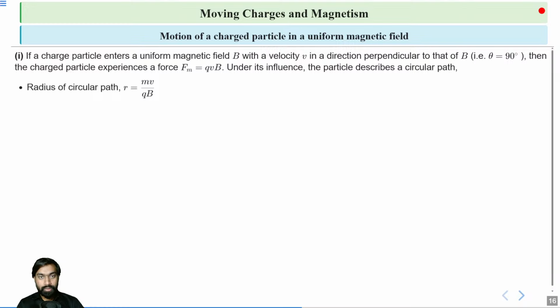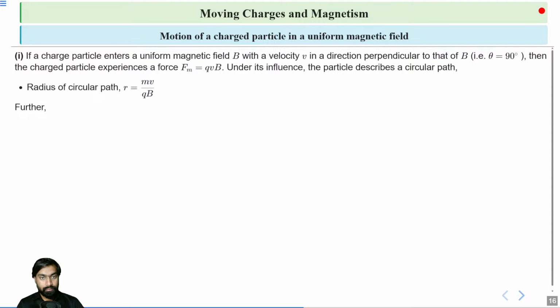If we talk about the radius of the circular path, we can say the particle moves along a circular path whose radius r is mv divided by qB, and this radius depends on the mass, velocity, charge and magnetic field strength.